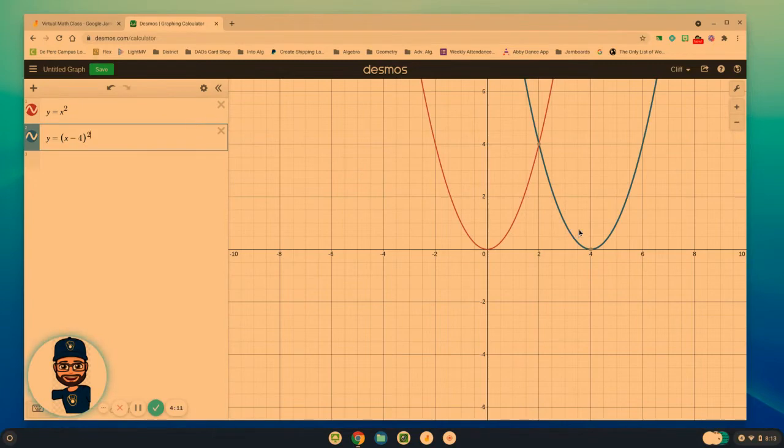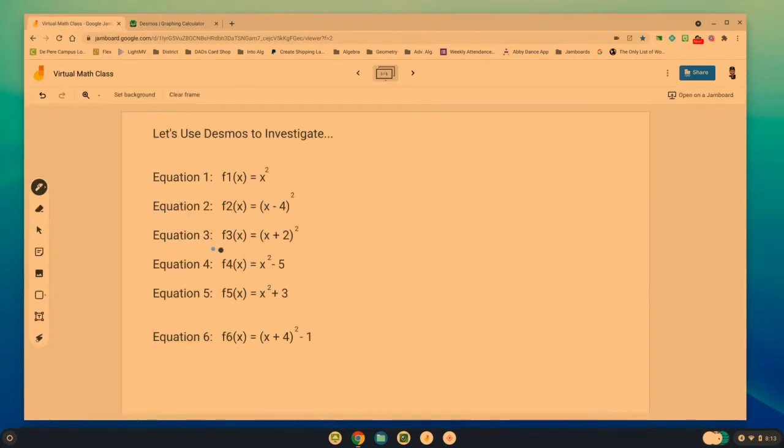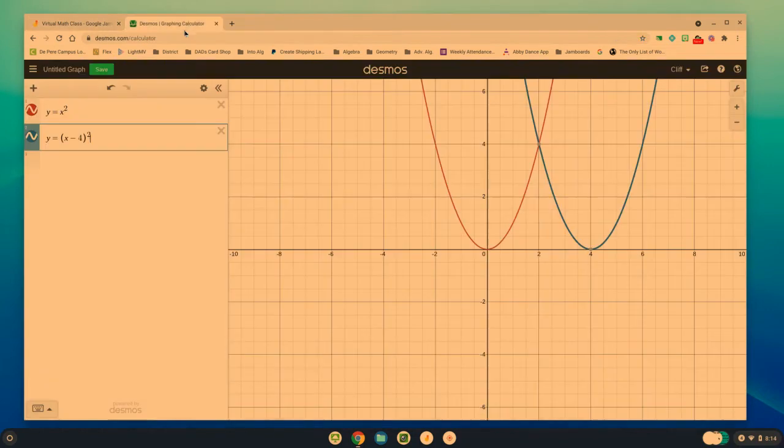What did you notice about that blue parabola by adding a negative 4, subtracting 4 on the inside? Notice it took it and moved it 4 to the right. So let's just jot that down. It went 4 to the right. Well, if it went 4 to the right by having x minus 4 in the parentheses, what do you think is going to happen with an x plus 2 quantity squared? Well, let's take a look.